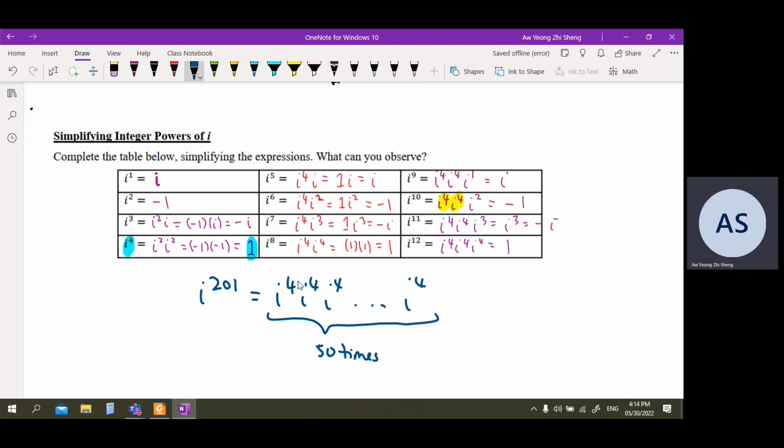Because 4 times 50 will give you 200 as a power. So that leaves you with i power 1. Because all the i power 4 are just 1, 1 multiplied by itself, no matter how many times, will still be 1. So we simply get i power 1, which is just i. So this is one important observation from the table. When you have any power of i which is higher than 4, you can always simplify it by extracting as many i power 4 as you can.